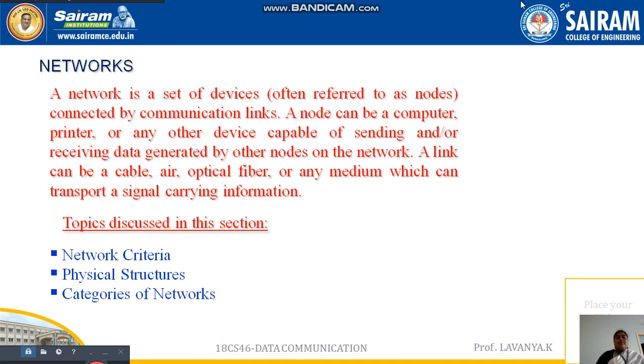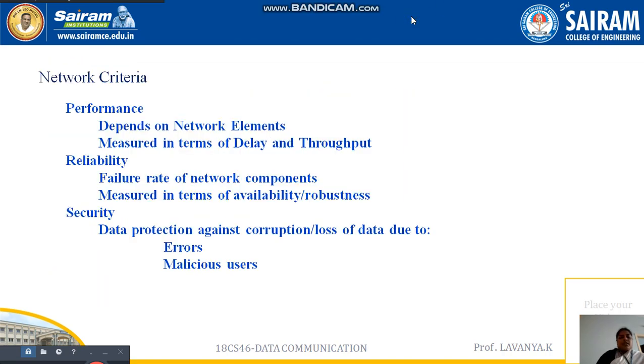Then in networks we are going to discuss three things. One is network criteria, the second is physical structure, and the third is categories of networks. Then what are the network criteria? The network criteria tell us about network performance, then reliability, then security.